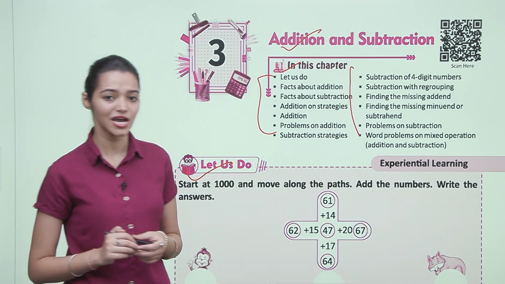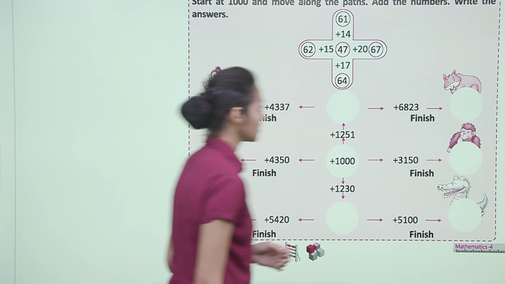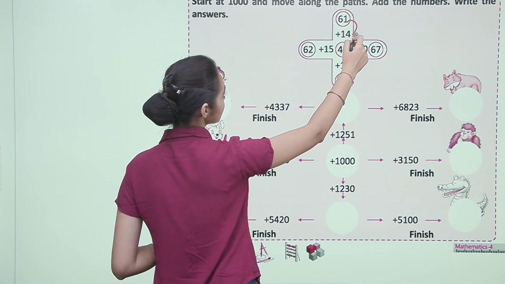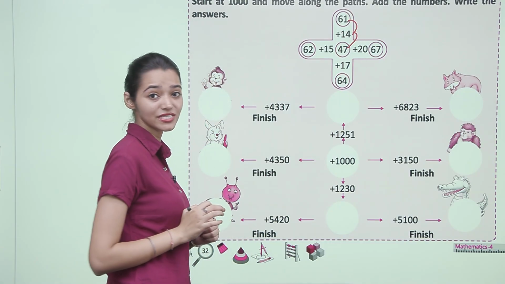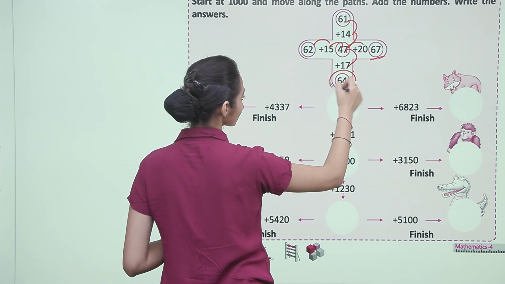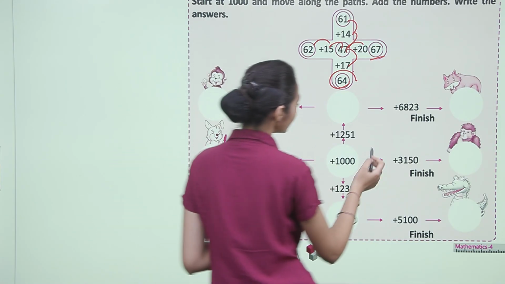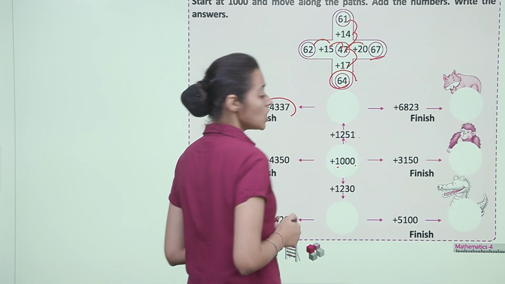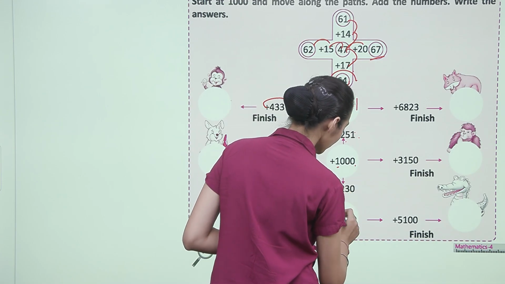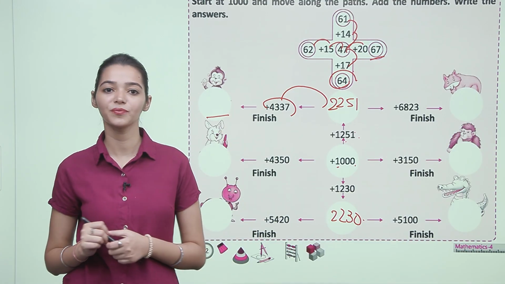Let us start at 1000 and move along the path and then add the numbers with the answers. So here we have 61 plus 14, 47 plus 14, that is 61, 47 plus 15, that is 62, 47 plus 20, that is 67, 47 plus 17, that is 64. Now here we have to write what will be added to this number. 1000 plus 1251 equals 2251, and this is 2230. Then when we add it to this number, we will write the numbers here. That's how you have to complete the remaining part.